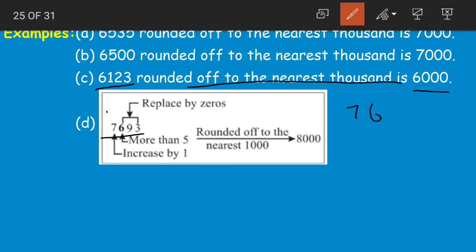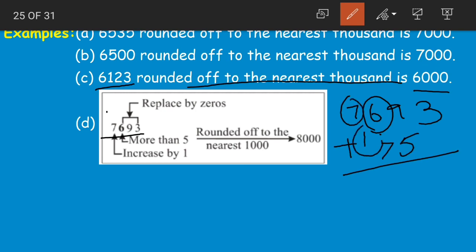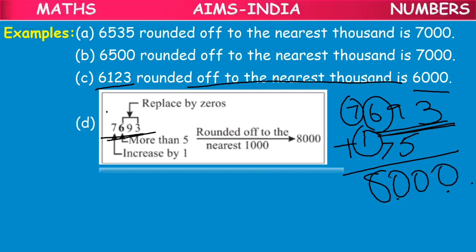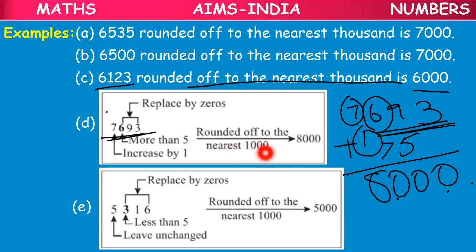Again, 7693. Look at the digit in hundreds place. It is greater than 5. So add 1 to the digit in thousands place. 7 plus 1 becomes 8. Now replace the remaining digits with zeros. 8000. 7693 rounded off to the nearest thousand becomes 8000.